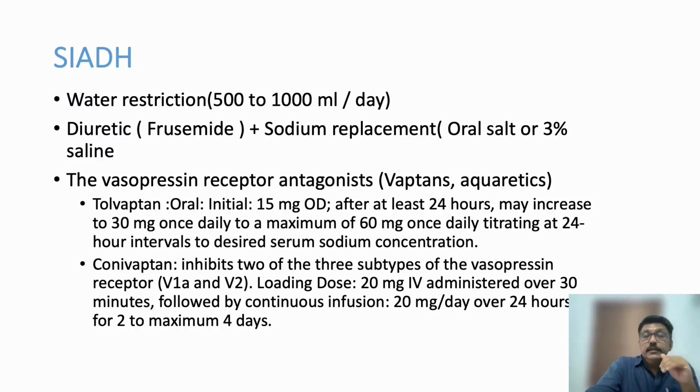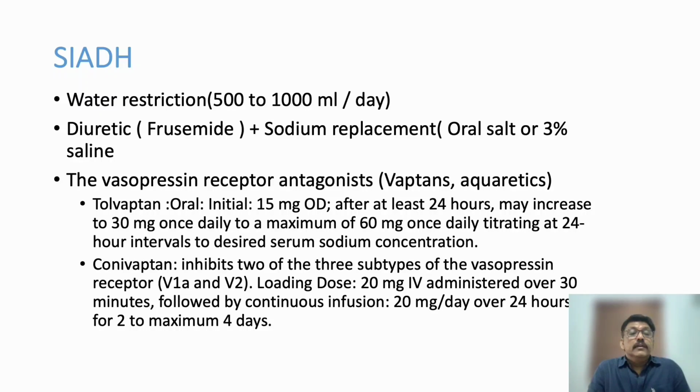But here there is a problem in SIADH. Urinary salt loss is there. The reasons are multiple. It may be due to malignancy, it may be due to paraneoplastic syndrome, it may be due to drugs. So try to stop the drugs, treat the malignancy. Even then, we have to prevent the loss of sodium through the kidneys. So we can give drugs like tolvaptan, conivaptan. Conivaptan is available as IV, tolvaptan is oral.